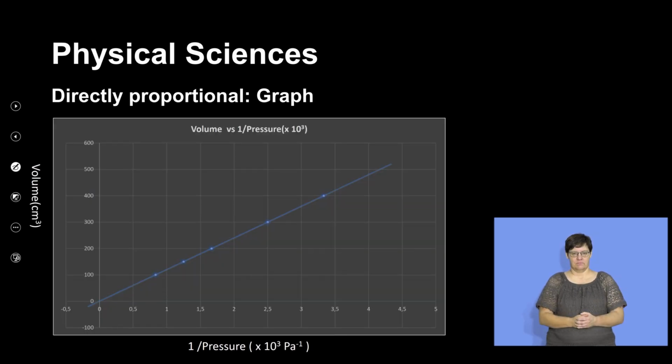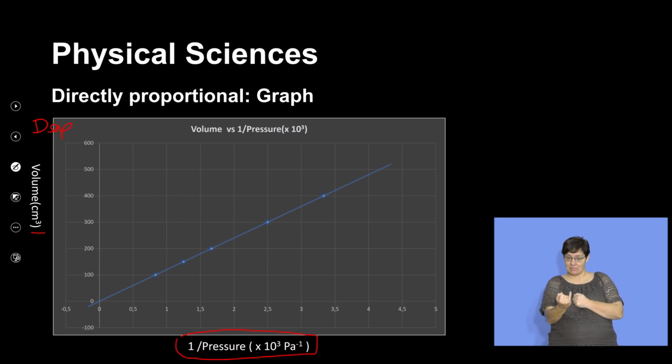Right, here's another situation, a graph that we've seen before. In this case, the volume is the dependent variable. I'm just going to write DEP there. And on the horizontal axis, we've got the independent variable. And in this case, it's 1 over pressure, or the reciprocal of pressure. Now notice this graph line cuts through the 0, 0 point. We also recognize it's a straight line. And so the gradient is constant.